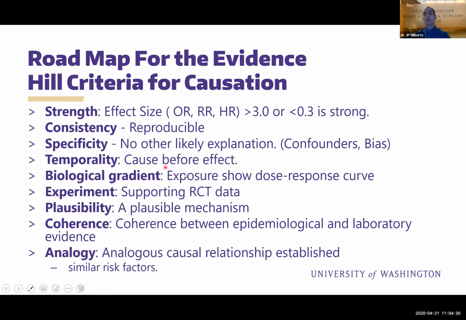You want a cause before the effect, or temporality. You would like to see a biologic gradient or a dose response curve. You'd like to have some randomized controlled data or experimental data. And then these last 3, plausibility, coherence, and analogy, I'm going to sort of rope into mechanism just to speed along the discussion for today. And that's basically looking at the mechanism. Does it make sense? Do we have analogy or analogous mechanisms? And is there coherence between the epidemiological and the laboratory data?